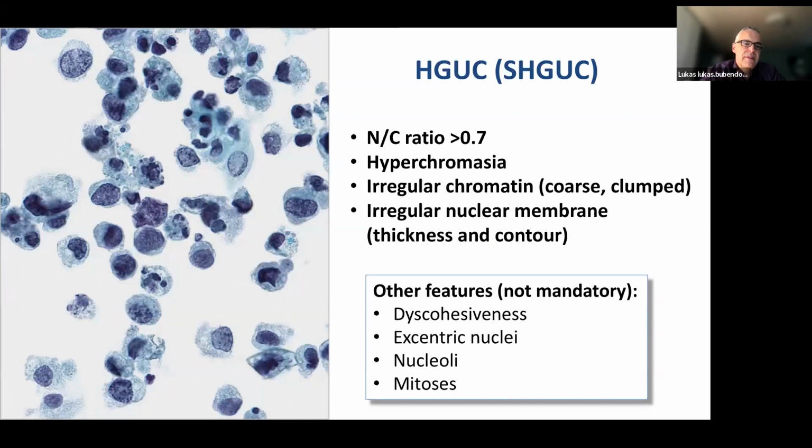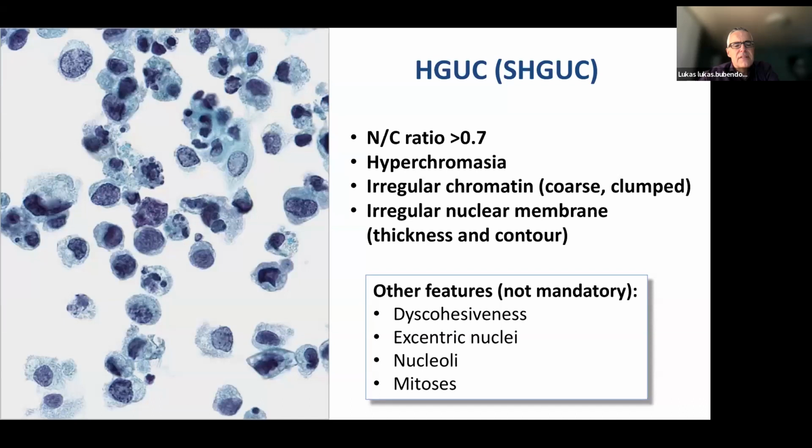We can go through the criteria, which I already listed. So the NC ratio clearly larger than 0.7. They are hyperchromatic. They have irregularities of the chromatin, and they have an irregular nuclear membrane, in that case especially the contour, but also the thickness. We know many other features that are typical for high-grade urothelial carcinoma, such as dyscohesiveness, eccentric nucleoli, maybe some mitoses, but they do not count in the world of the Paris System. All that counts are the strong criteria mentioned above.